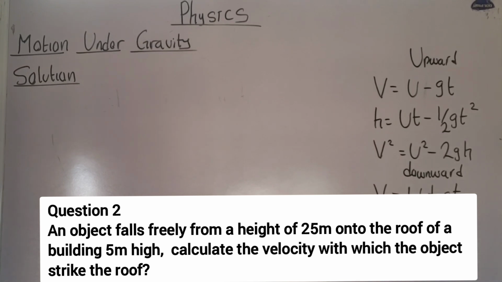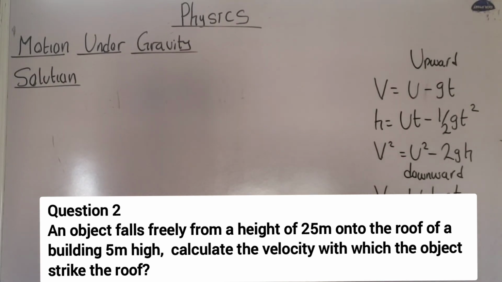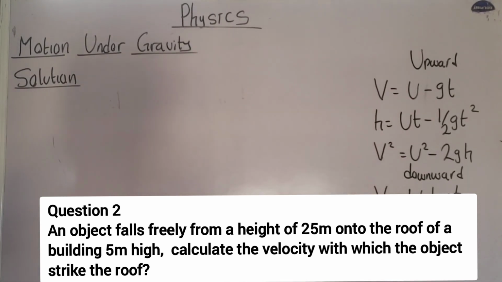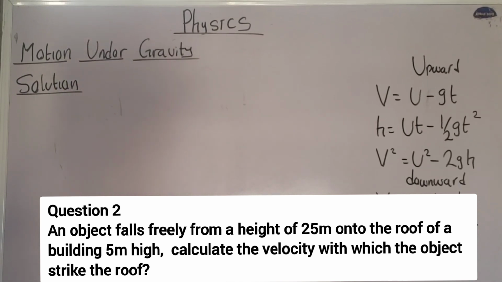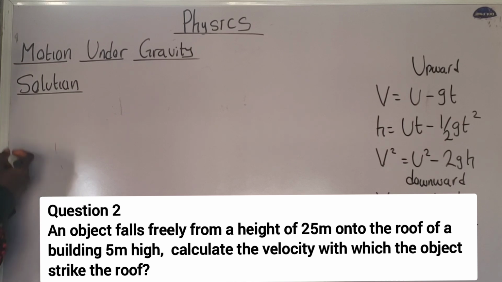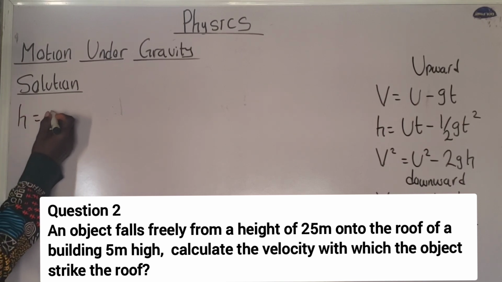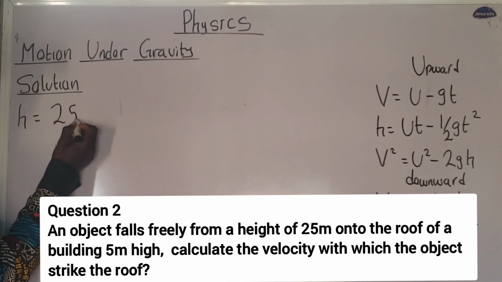Question 2. An object falls freely from a height of 25 meters onto the roof of a building 5 meters high. Calculate the velocity with which the object strikes the roof. Please, I want you to pay attention. Let's start by writing out the information given in the question. We are given that an object freely falls from a height of 25 meters. So the first parameter here is the height, which is 25 meters.